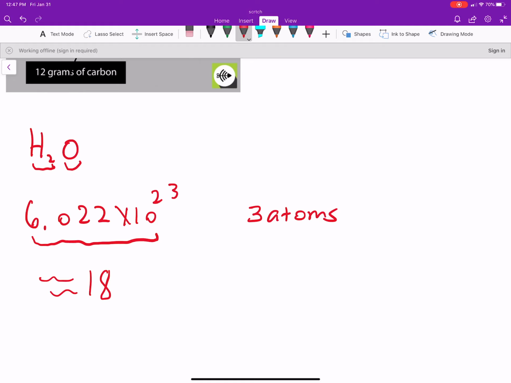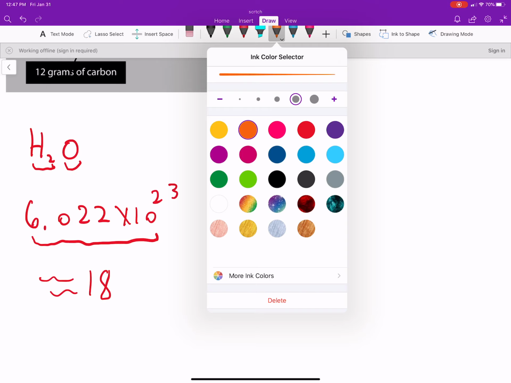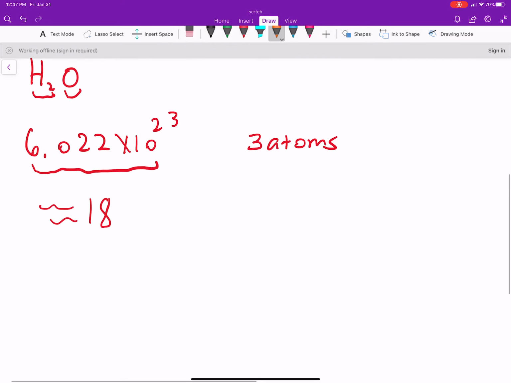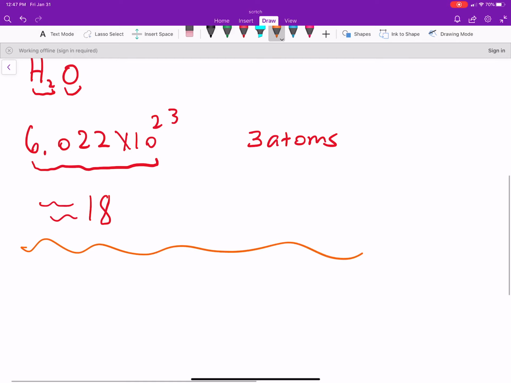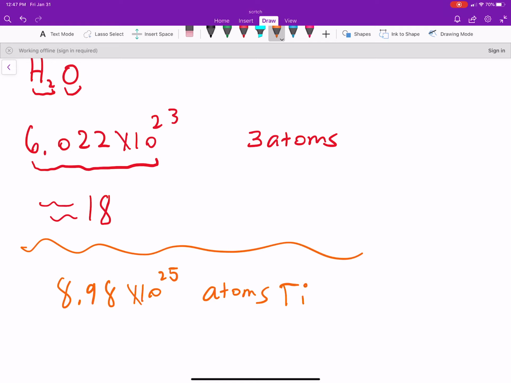So now that we know what a mole is and what it represents, one of the big picture ideas here is using moles as a way to convert. Okay? So let's say you have 8.98 times 10 to the 25th atoms of titanium, which is just Ti. Okay? I want to know how many moles of titanium I have.